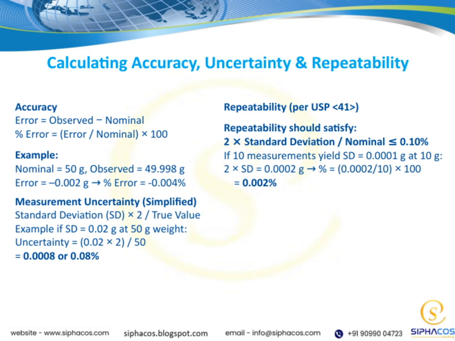Finally, measurement uncertainty gives us an idea of the potential variability in our measurements. It's calculated as the standard deviation times 2, divided by the true value. So, if your SD is 0.02 grams at a 50 gram weight, the uncertainty would be 0.02 times 2, divided by 50, which equals 0.0008, or 0.08%. In summary, when we're calculating accuracy, uncertainty, and repeatability, these concepts work together to give us a comprehensive view of our measurement quality and reliability, which is essential for ensuring the precision and accuracy required in our work.